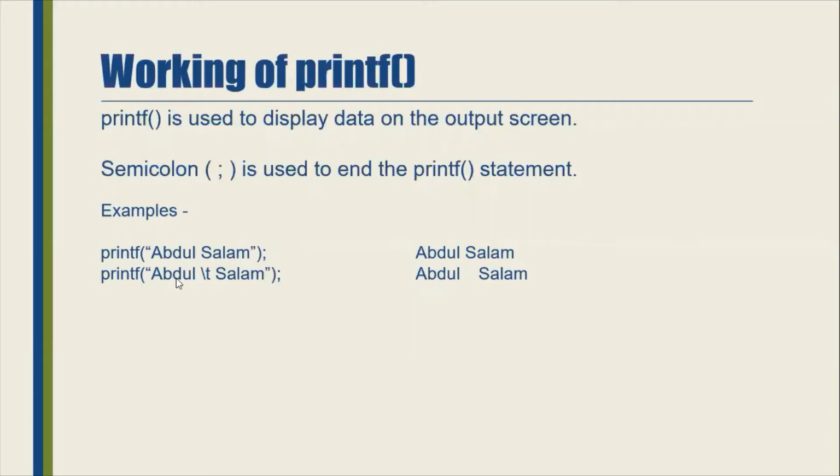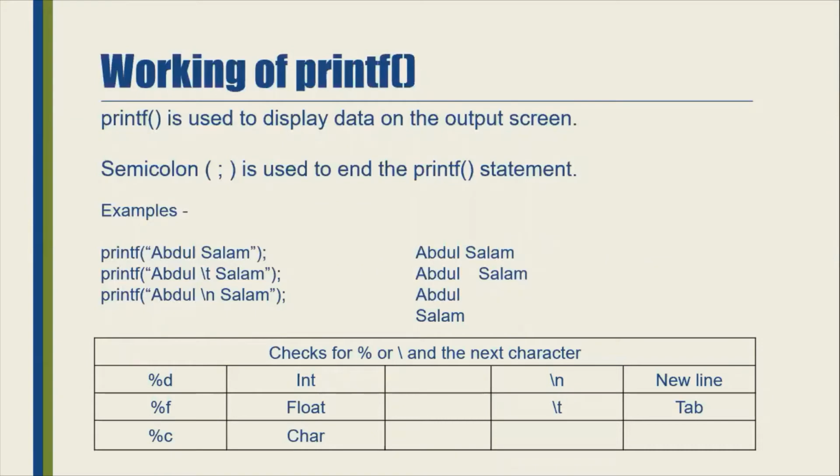Similarly, if I want my second name to come below on a new line, I can use \n. So this will print the output in this way. The first name will be on the first line, and the \n will take my output to the next line and then print the remaining characters. So printf will print everything as it is before it sees a percentage or a backslash. We will see how this works. So \n is used for a new line and \t is used for 1 tab or 4 or 5 spaces.